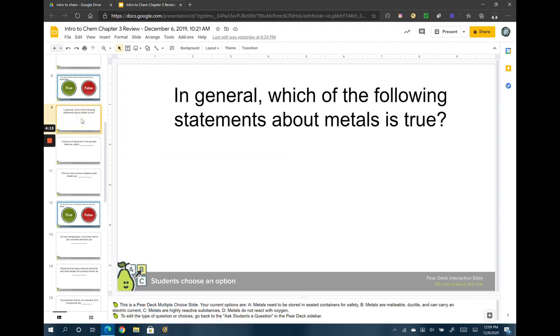In general, which of the following statements about metals is true? Metals need to be stored in sealed containers for safety. Metals are malleable, ductile, and can carry an electric current. Metals are highly reactive substances, or metals do not react with oxygen. The correct answer is B. Metals are malleable, ductile, and can carry an electric current.